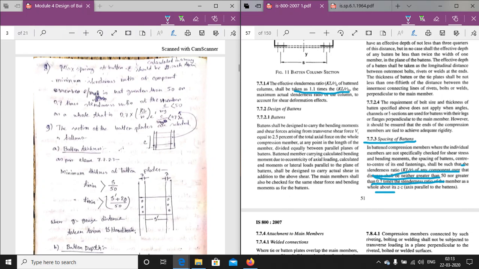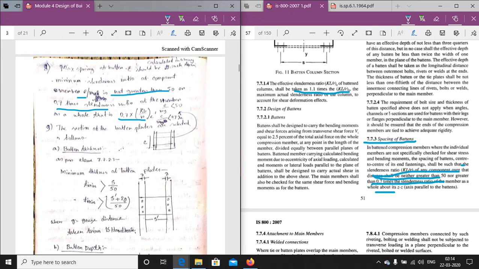That means there are two things. Number one is the formula 0.7 into KL by r that is given here, and the second one is C by ry, that is the slenderness ratio of any component. C is the center to center distance of its end fasteners, that is, the spacing of the batten. The maximum spacing of the batten should be calculated in such a way that the slenderness ratio of the component member, C by ry, is not greater than 50 or 0.7 times the slenderness ratio.